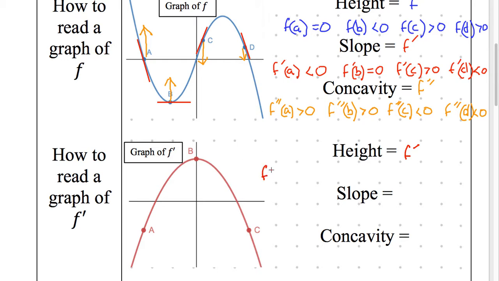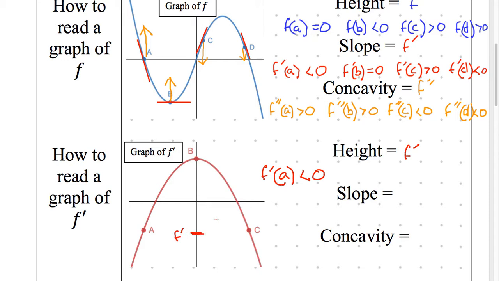So f prime of a. What is the height at a? Even though it's f prime, I'm still asking for height, because this is a graph of f prime. It is negative. I'm going too fast. I realize that, because this is a hard topic. How do I suddenly go from f to f prime? You're still talking about height, so this height right here is an f prime representation.